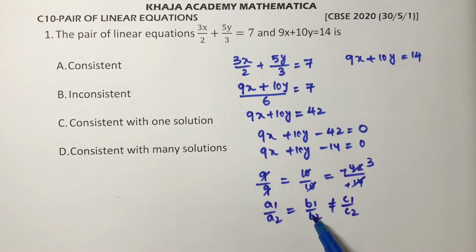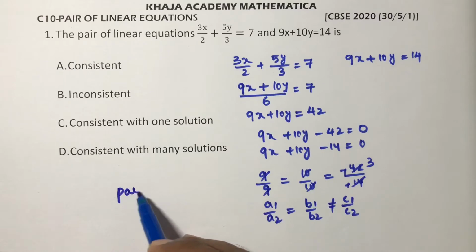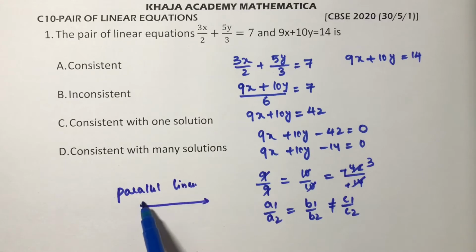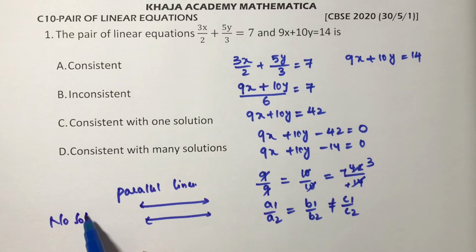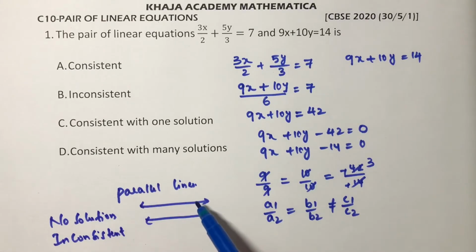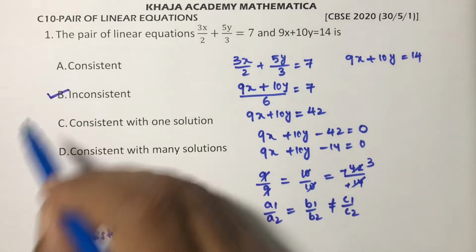So a1 by a2 equal to b1 by b2 and not equal to c1 by c2 is the condition for parallel lines. For parallel lines, you will not get a solution, no solution. If you are not getting a solution, then the lines are inconsistent. So if you get the condition for parallel lines, then the lines are inconsistent, or no solution. So here the correct option is B.